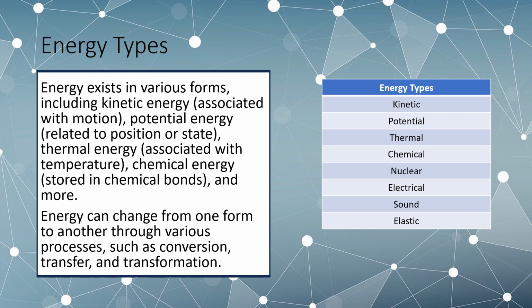Some of the main forms of energy that we're going to look at are kinetic energy, which is associated with motion or moving of objects, and potential energy, which is related to position or state. Thermal energy and chemical energy are two more popular ones. We're not going to discuss them too much in this video, but thermal energy is associated with temperature, and chemical energy looks at the bonds within atoms and molecules.